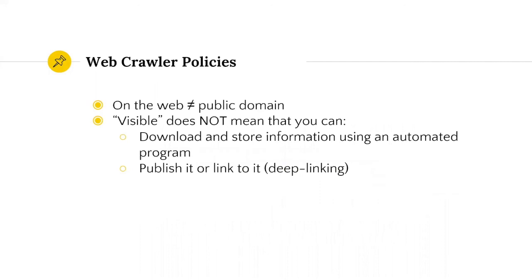So one thing to remember is that something is available and visible on the web doesn't necessarily mean that it's in the public domain, and being visible doesn't automatically mean that you can download and store information using an automated program. And not following this convention may actually lead to a legal dispute. And there are actually a lot of legal cases where people are sued for illegally crawling the information on the internet. Okay.